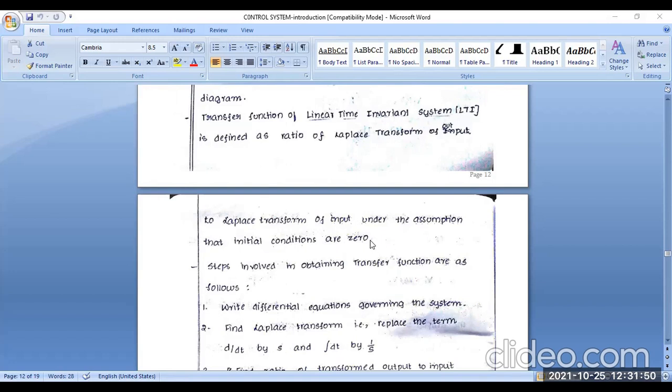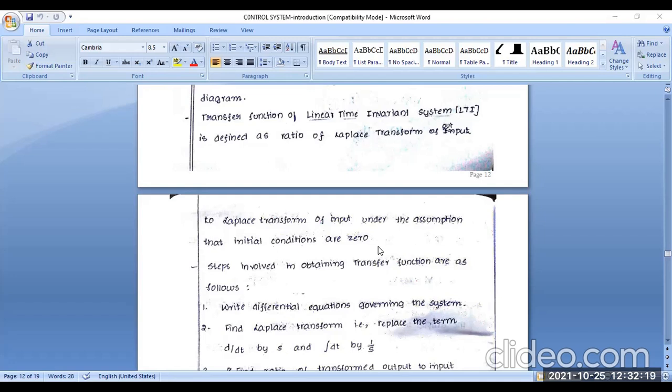Okay, so this point, all of you note it down. What is the transfer function of an LTI system? The transfer function of a linear time invariant system, or LTI system, is defined as the ratio between the Laplace transform of the output variable to the Laplace transform of the input under the assumption that initial conditions are zero. So this is called the LTI system.